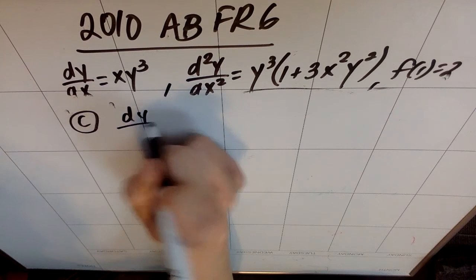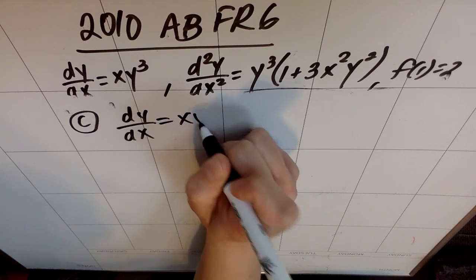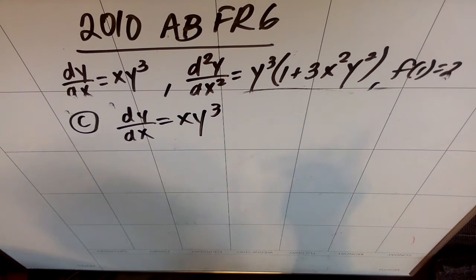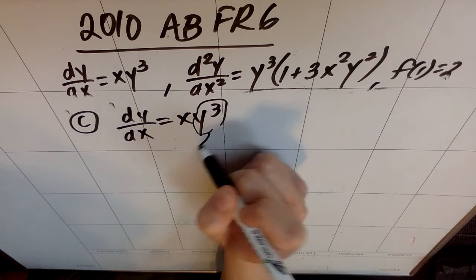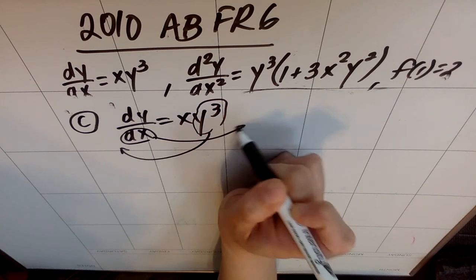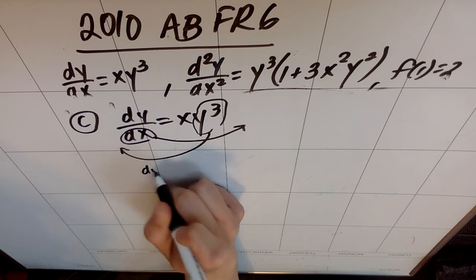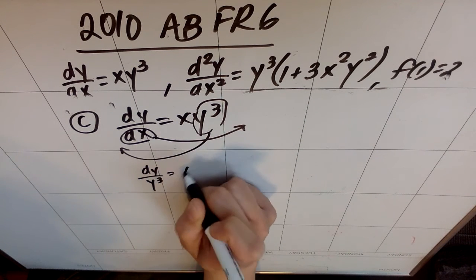So dy dx equals xy cubed, right? The trick with these is if you don't separate the variables, you forfeit all the points. And this is generally 5 or 6 points on a free response, so that's a lot of points to forfeit. So I need to take the y cubed and move it over. I need to take the dx and move that over. So I'm going to get dy over y cubed equals x dx.